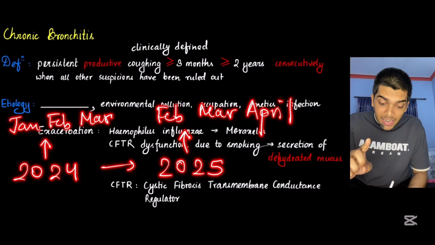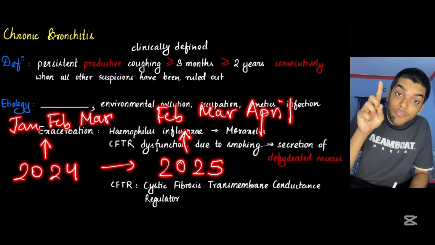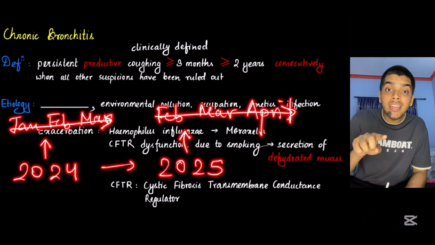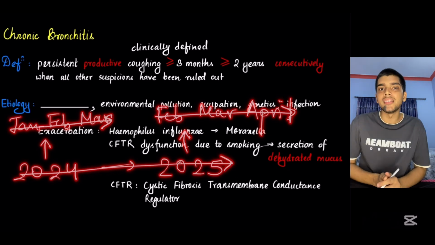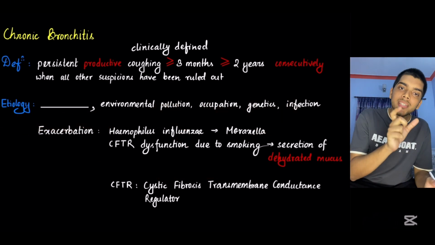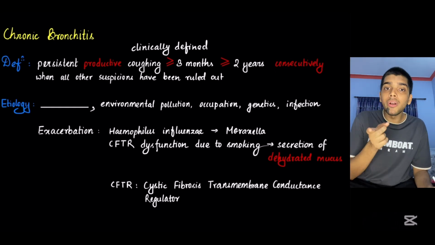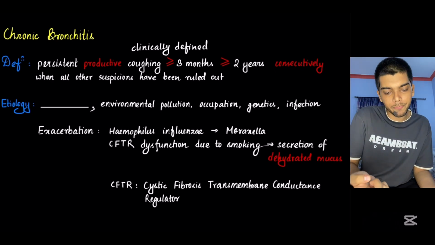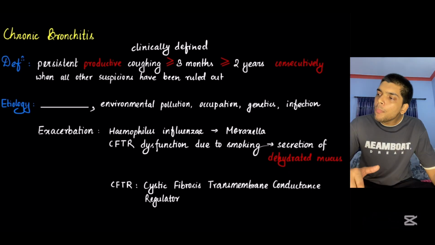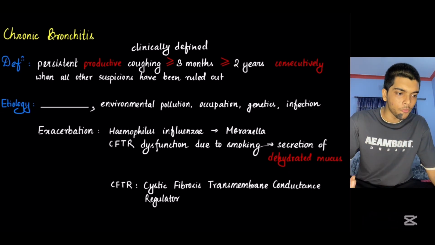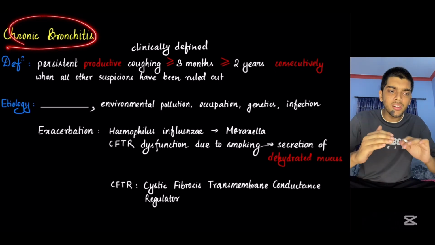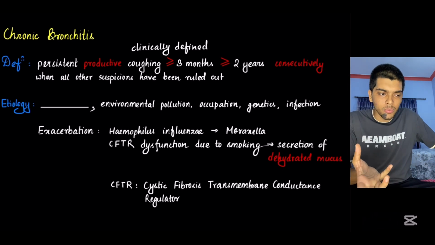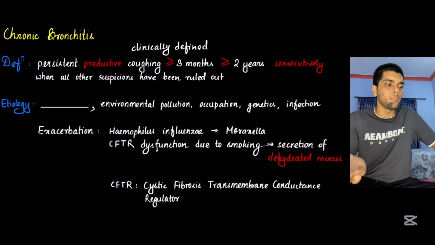So there is productive coughing for 3 consecutive months in 2 consecutive years, and this is at least. So there is persistent productive coughing for at least 3 consecutive months in at least 2 consecutive years. However, whenever a patient presents to you with a history of coughing, chronic bronchitis does not come in the top hierarchy of your diagnosis. Something like tuberculosis comes, not chronic bronchitis.